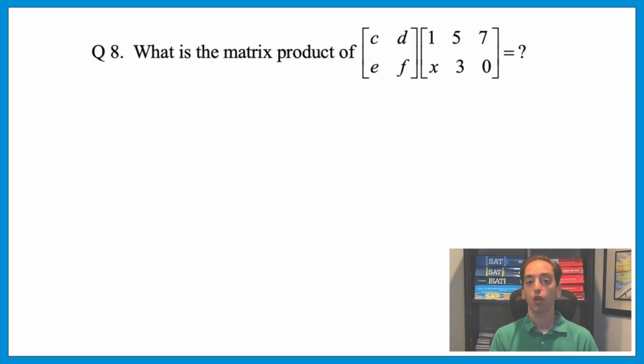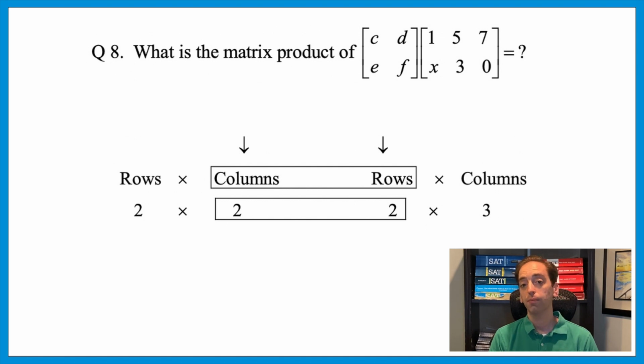So let's try one now with different dimensions. Question 8. What is the matrix product of CDEF and 157x30? So we always start by listing the dimensions. The first one is another 2 by 2, 2 rows, 2 columns. That second one has 2 rows, but now it has 3 columns. So we have 2 by 2 and 2 by 3. So it's defined. We can multiply. The numbers on the inside match.